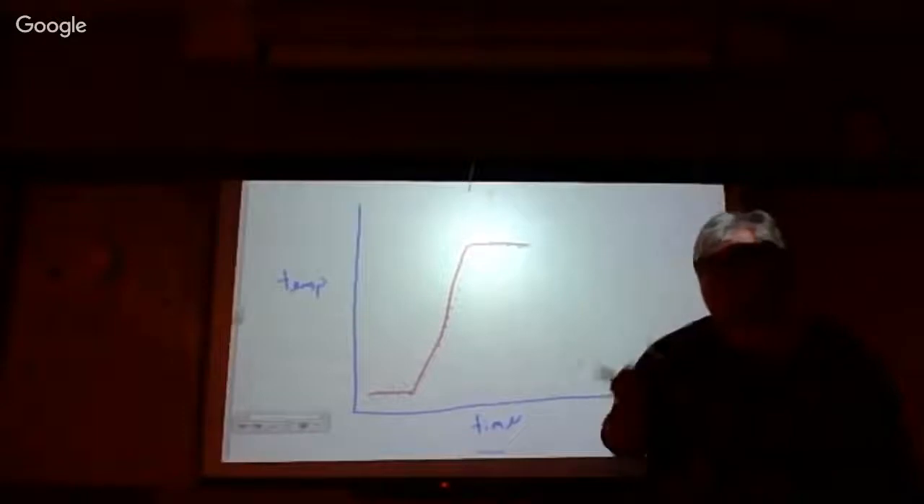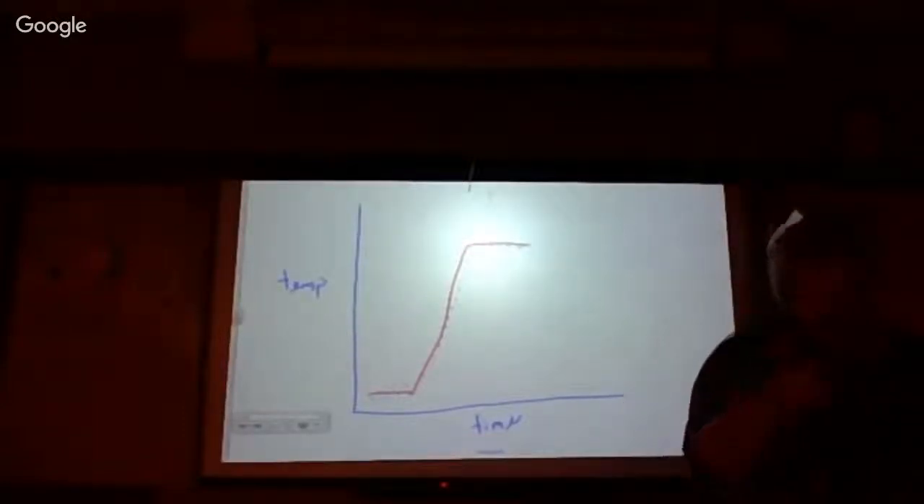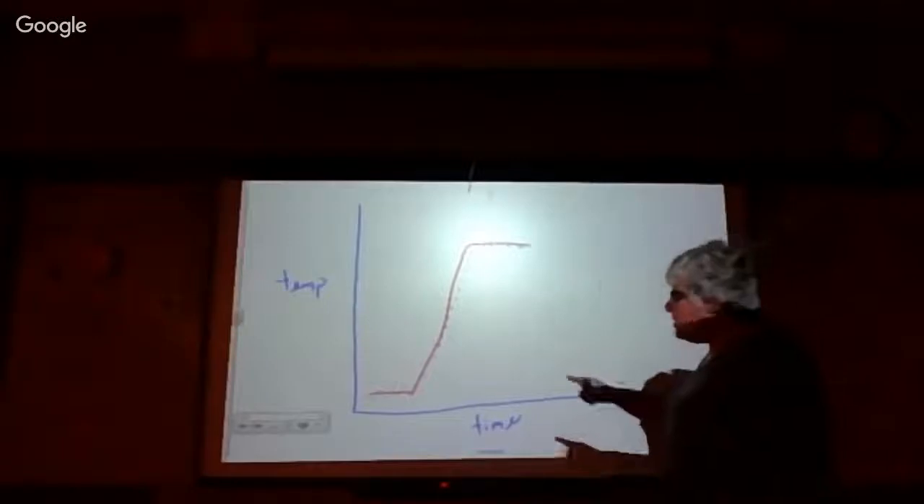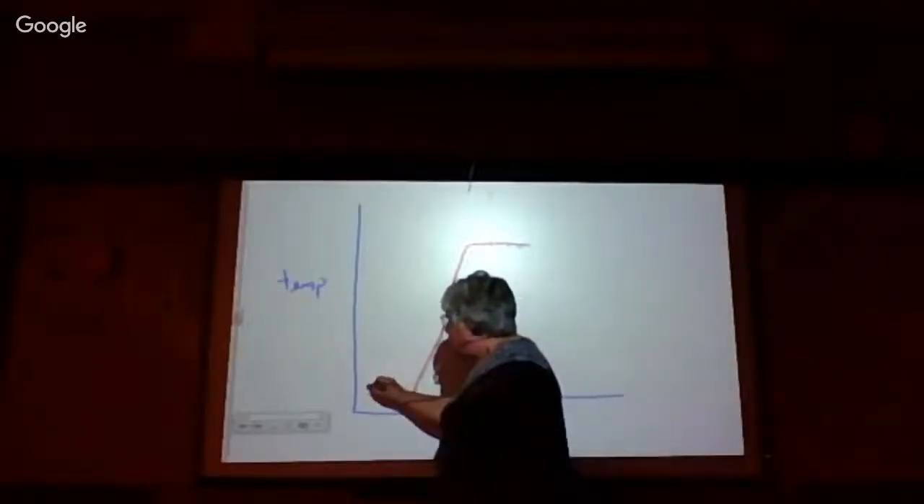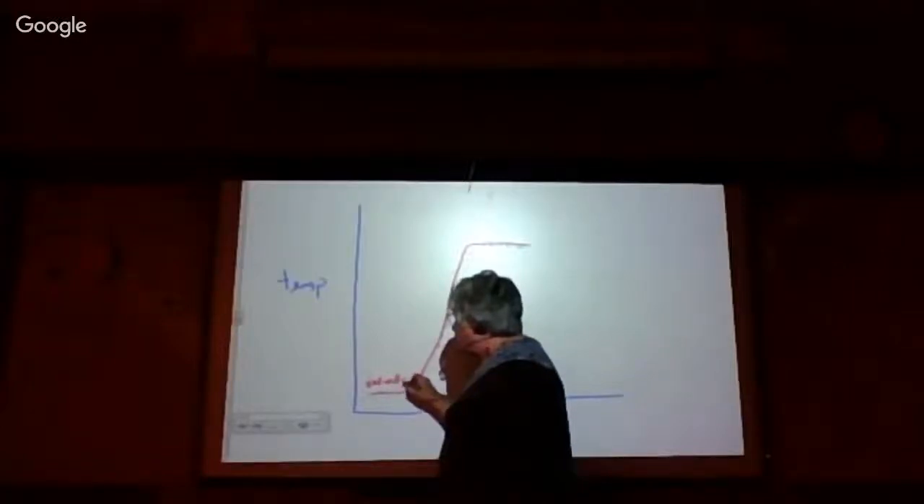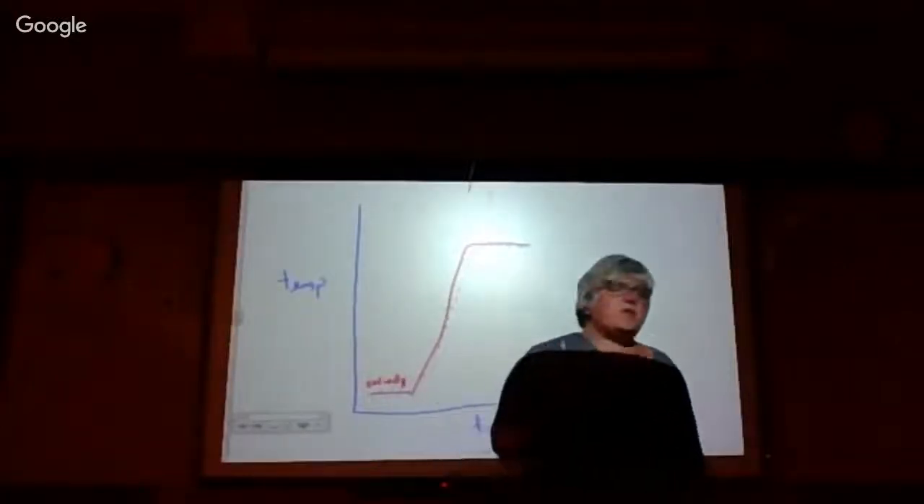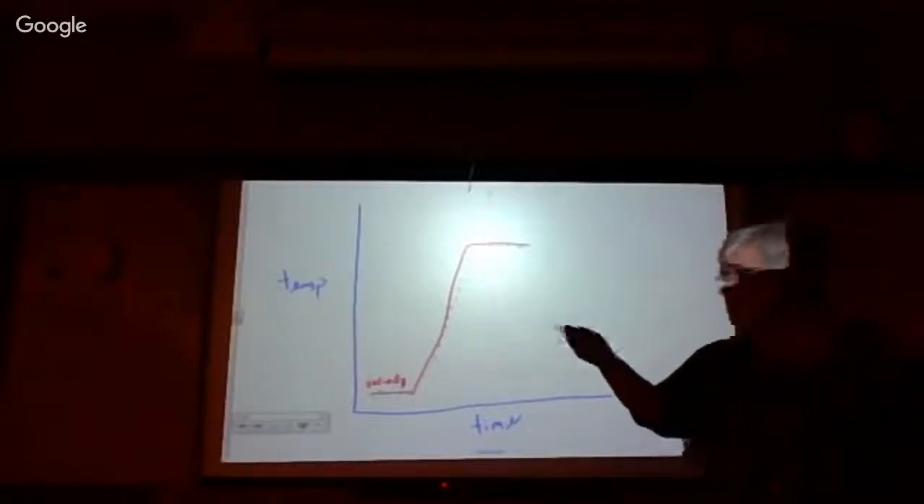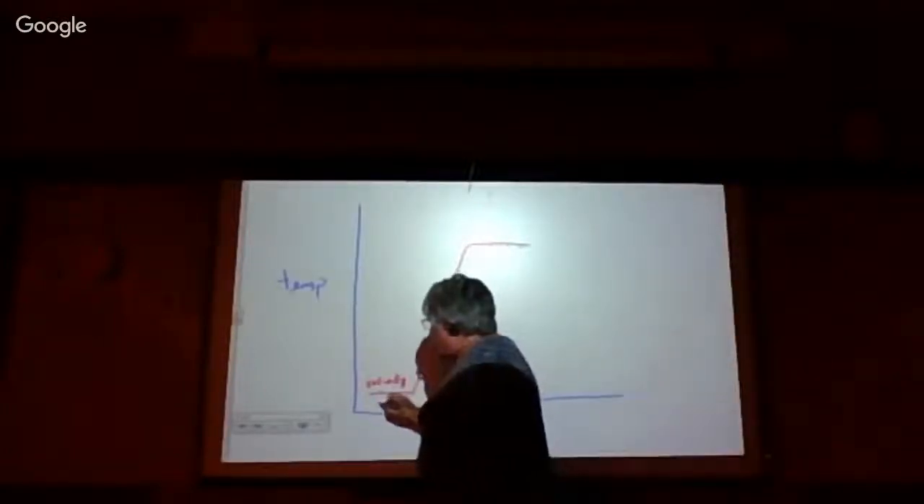Was it all solid? Was it a mixture of a solid and a liquid? Was it all liquid? Was it a mixture of a liquid and gas? Solid and a liquid, all right? So at this point right here, we had a solid and a liquid. Oh, so what was happening there? What process? Phase change. Melting. All right. So we had melting here.